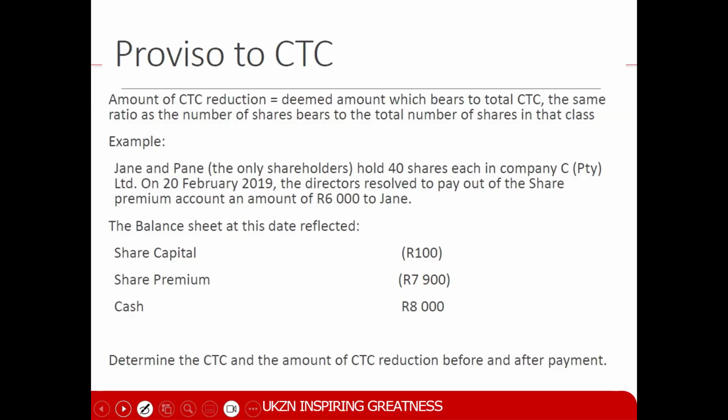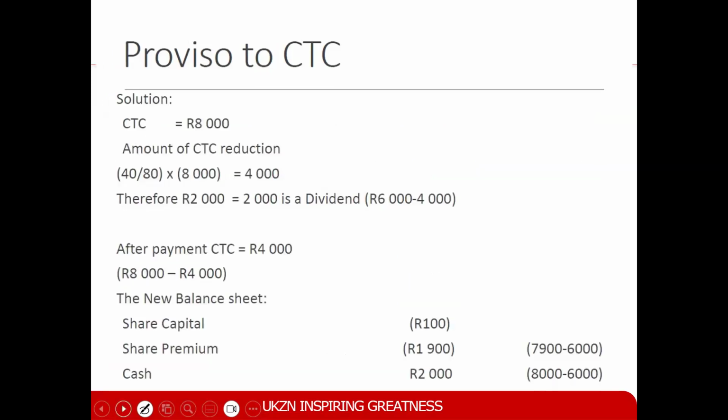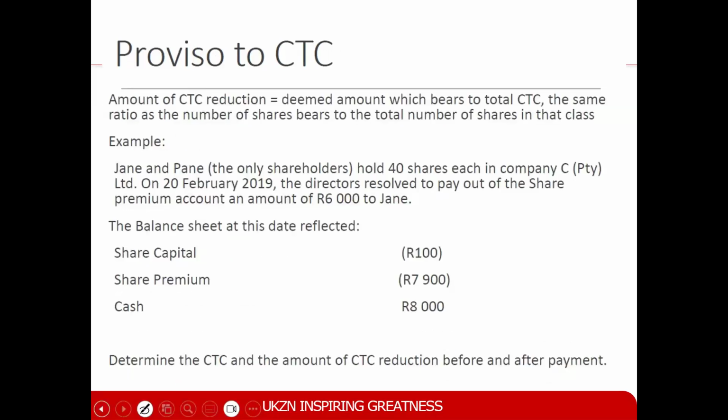So that's the contributed tax capital before. If they determine the CTC and the amount of CTC reduction before and after the payment, the CTC is 100 Rand. After the payment, what happens? The CTC is also 100 Rand. It means it will be zero. You cannot go over and above the balance of the CTC. Let's look here. So we've got here CTC 8. Let's go back here.